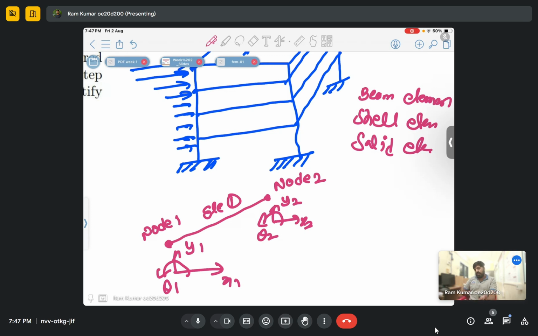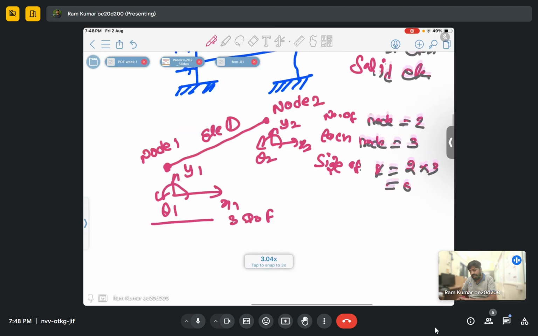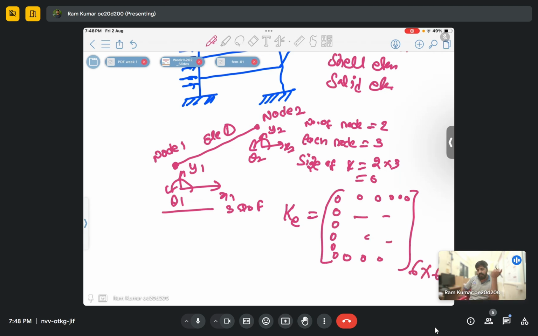If I ask what the stiffness matrix for this element will be: it has two nodes, node 1 and node 2, and each node has 3 degrees of freedom. So the number of nodes equals 2, each with 3 degrees of freedom, so the size of the stiffness matrix K will be 2 into 3, which is 6. Our K element will be 6 by 6, like this. This is our stiffness matrix.